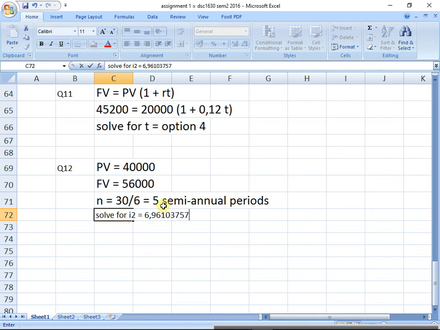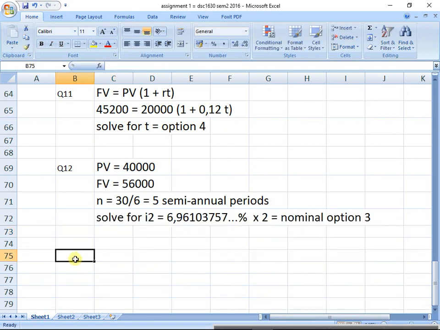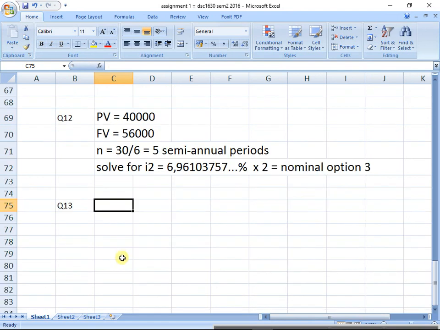I'll just say I over Y. Yes, you just press I over Y. That's what you're solving for. 6.97. Correct. Then you times it by 2 to get the nominal rate, because the question asked for nominal. Correct. Option 3. Good. Not so bad, eh? It just takes practice.